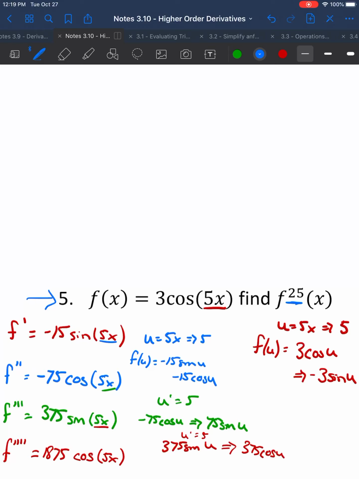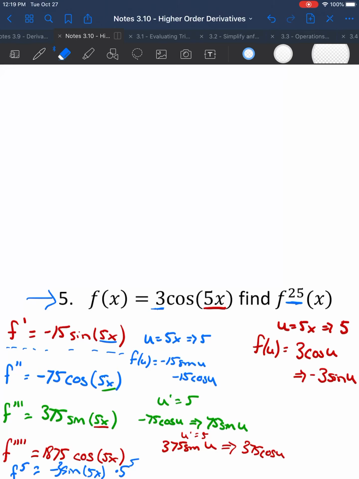So if I want the 25th derivative, well, I know the fifth is going to replicate the first. The first one is a negative sine, so guess what? The fifth is also going to be a negative sine of 5x. But I'm going to be multiplying by, anybody notice the pattern? The 3 stayed constant, and then each additional time we multiplied by 5. And if I'm on the fifth derivative, that would be 5 fives that I would multiply by.